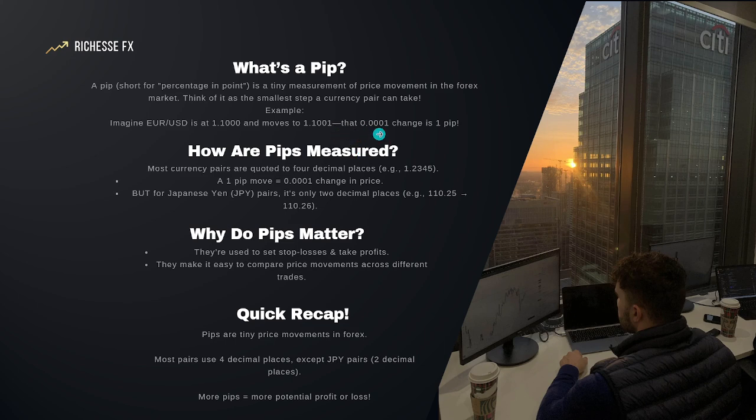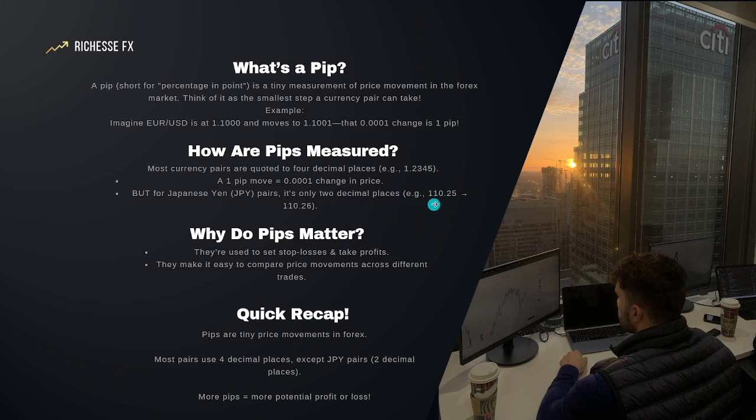That 0.0001 change is 1 pip. How are pips measured? Most currency pairs are quoted to 4 decimal places, right? So you'll see all of your pairs pretty much have a decimal point, and then four digits after. A 1 pip move would be the last digit, but it's a little bit different for Japanese pairs because they've only got 2 decimal points.